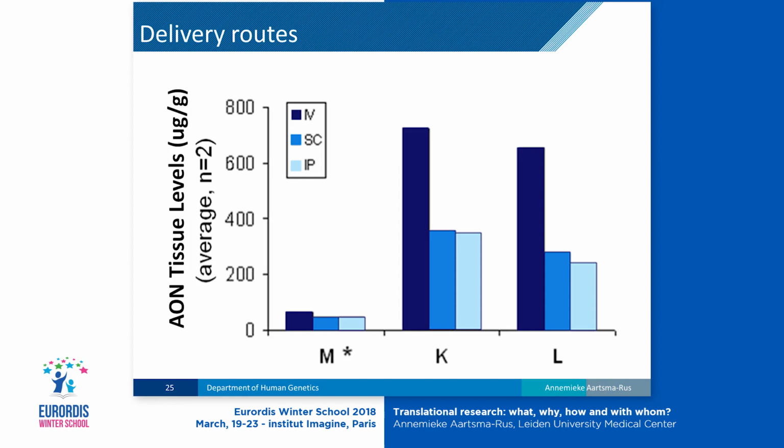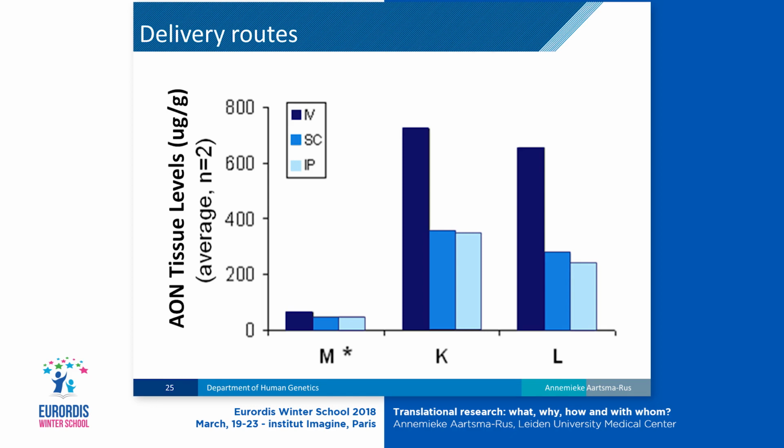So then we tested one other thing, and that is different delivery routes. So intravenous, subcutaneous, and intraperitoneal. And again checked in muscle, kidney, and liver how much of the AON ended up there. And what you see, if you do intravenous, so into the bloodstream, the uptake by kidney and liver is quite high. If you do subcutaneous or intraperitoneal, the uptake in muscle is slightly lower, but the uptake in kidney and liver is much lower. So then we speculated, well, if you do subcutaneous delivery, that means there's less going to the tissues where you don't want the AON to go. There's slightly less going to muscle, but still there's good uptake.